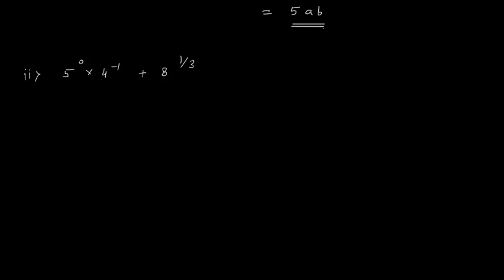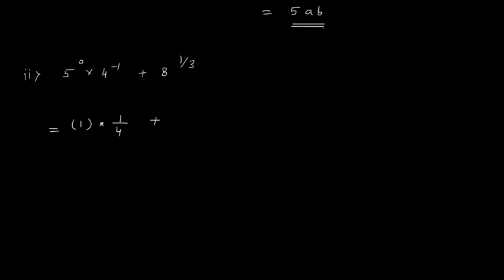5 power 0 into 4 power minus 1 plus 8 power 1 upon 3. Now 5 power 0 is 1. Any number power 0 is always 1. So this is 1 into 4 power minus 1. So I will write 1 upon 4 power 1. Now again the power 1 is not written. So it is 1 into 1 upon 4 plus 8 power 1 upon 3.